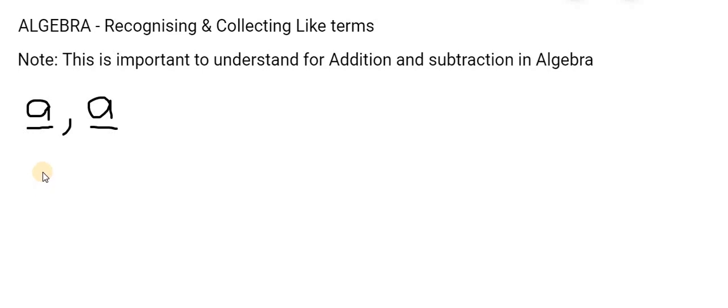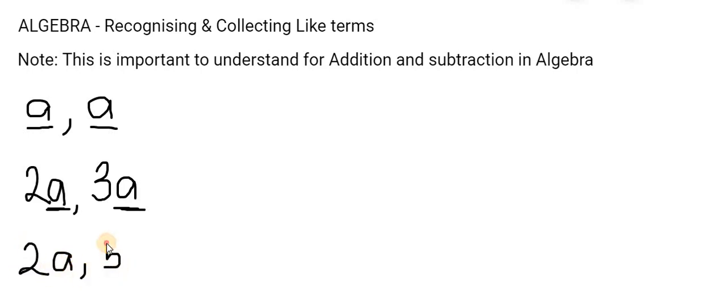Okay, if I say 2A and 3A, you might be thinking, but he said exactly the same. Are they like terms? Yes, they are. Because what we're comparing to say if they're like terms or not is not the number, it's the letters behind. If the letters look exactly the same, then they're like terms. Okay? Now, 2A, 5B, these two are not like terms because the letters at the end are not exactly the same.